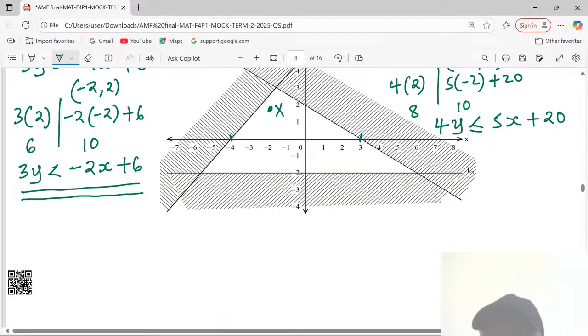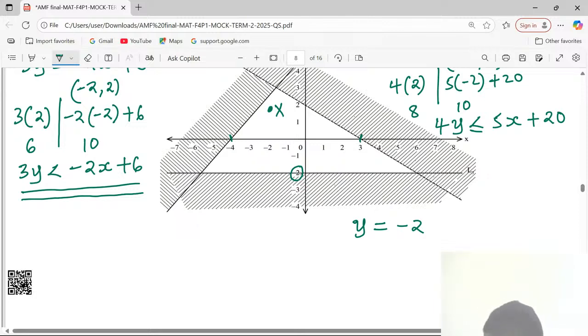Line 3 is passing through the value of y, which is negative 2. Therefore, the line itself is y equals negative 2. Yeah, it is on the lower side of the x-axis. y equals negative 2 now.